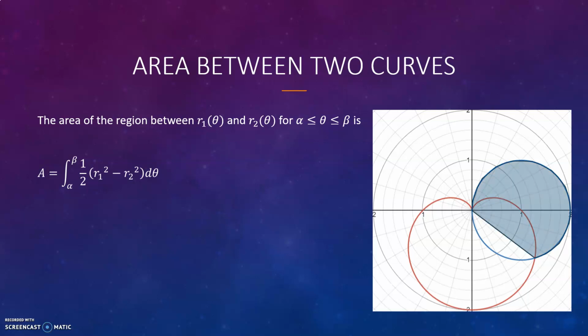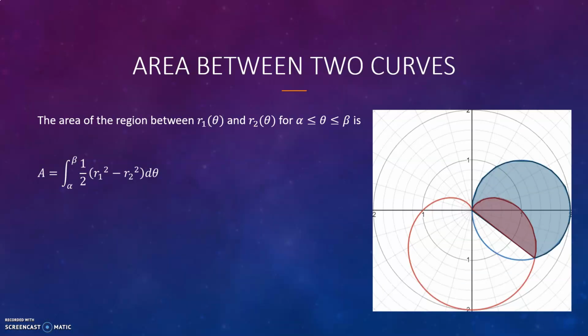So what we would essentially be doing is finding the area of the first curve using the area formula for polar, and then the area of the second curve, and we would subtract them, so we're left with that moon shape.